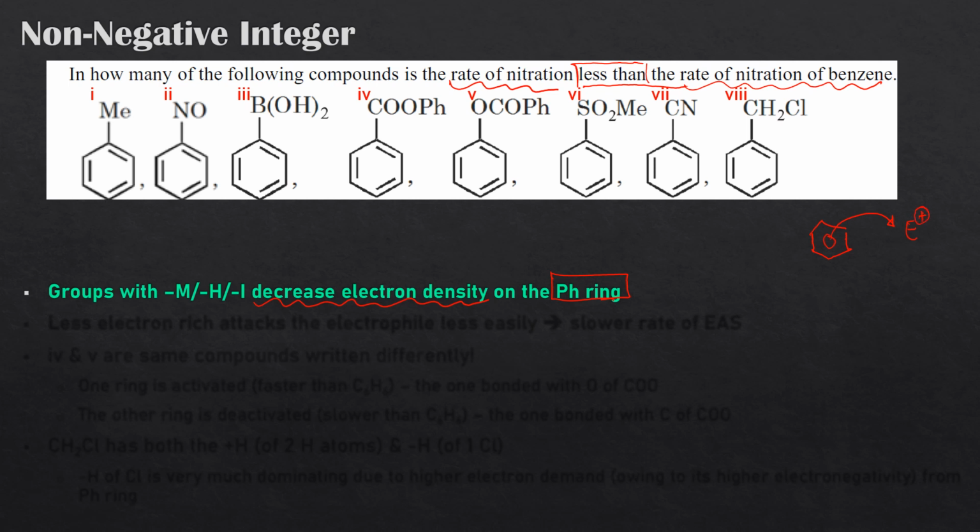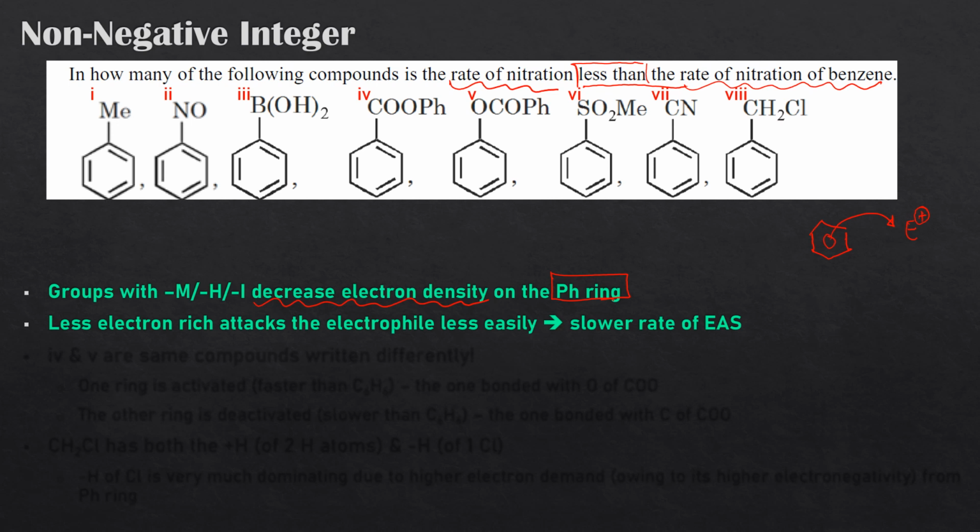So if the benzene ring is already electron poor, it will find it difficult to donate the electron, and if it finds it difficult, the rate of reaction is going to be relatively smaller or less. That is what we are trying to say. Less electron rich, less likely to attack the electrophile, less the rate of reaction in these cases. So in the compounds we have been given, we can see the minus I or minus M or minus H in different cases. The 4th and 5th compounds are interesting cases.